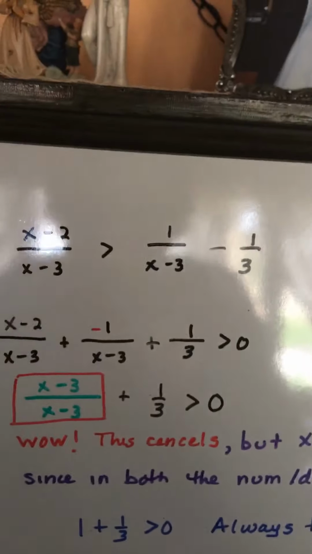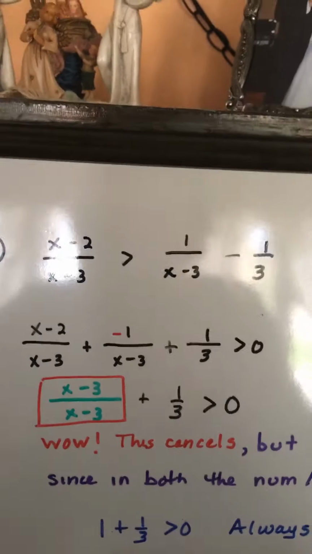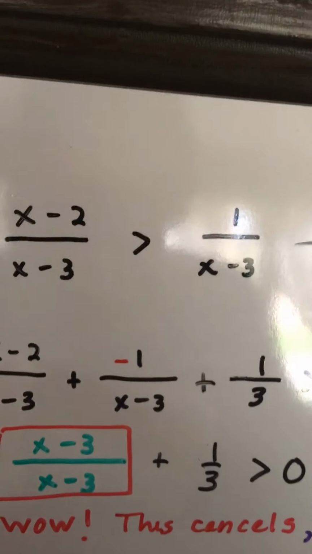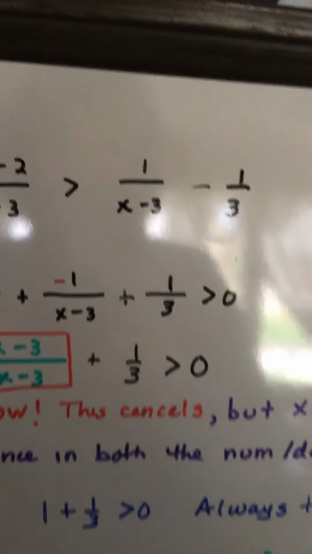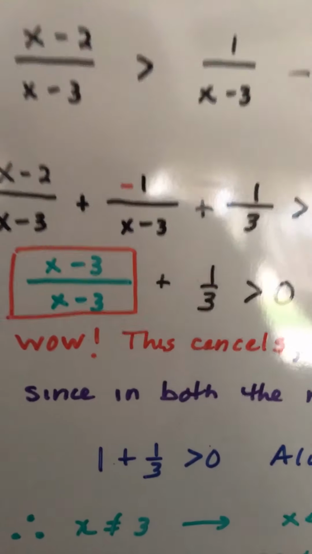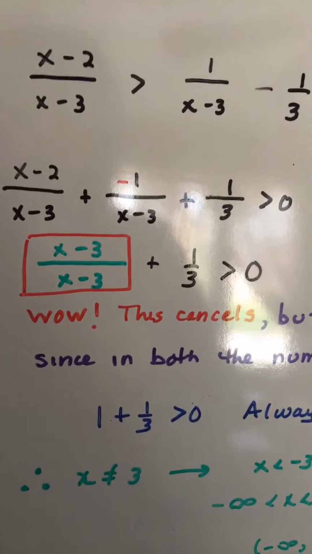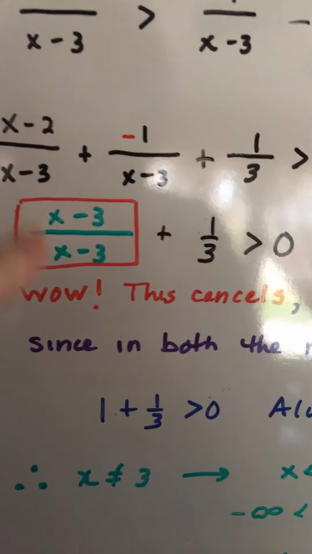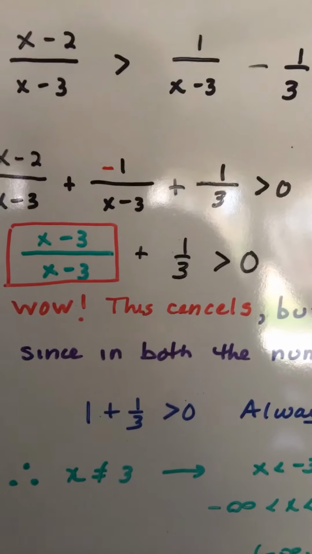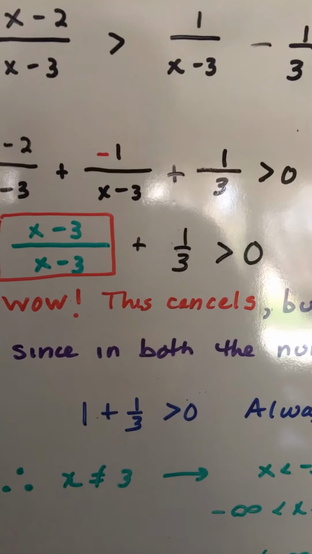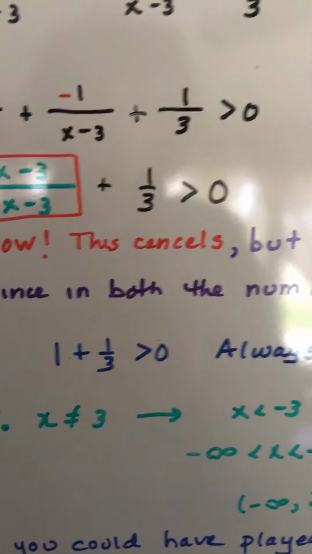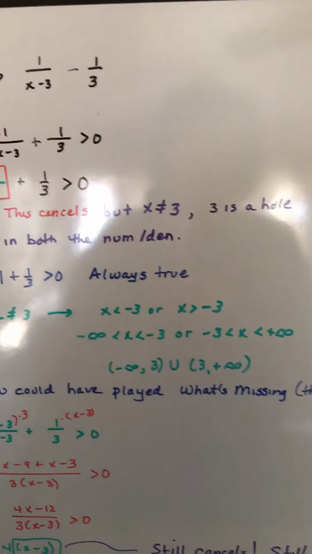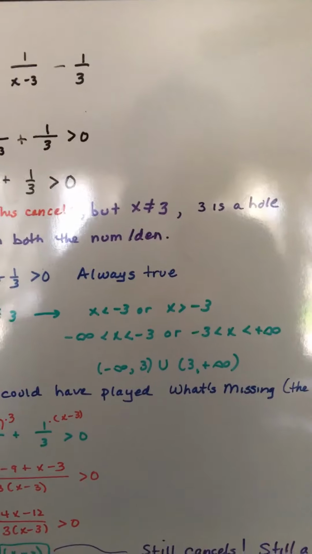Problem number 12 is another gee whiz, what were you thinking problem. Notice, if I can get out of the sunlight, both of these are x minus 3. I'm going to do the additive inverse and move everything to the left side. Notice when I combine these, wow, x minus 3 over x minus 3 cancels. And so I really have 1 plus a third is greater than 0. And this is always true, always, always, always.